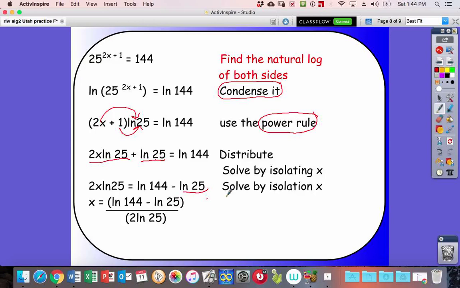Let me write that out a little bit so you can see the steps. So the first step I did here was I subtracted natural log of 25 from both sides. That makes that cancel. Okay, then I'm left with this right here. 2x natural log of 25 is equal to the log of 144 minus log 25. And all I'm doing right here is, remember, this is 2 times x times natural log of 25. The opposite of that is division. So then I just come over here and divide the whole thing by 2 natural log of 25. And that's your final answer.